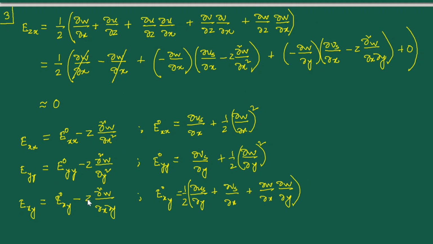So we had these relations. So Exx is equal to Exx naught minus z del square w del x square, and similarly for Eyy and Exy. So this is what we are going to utilize. Now if we do that, and expand and simplify, what we are going to end up with is something like this.